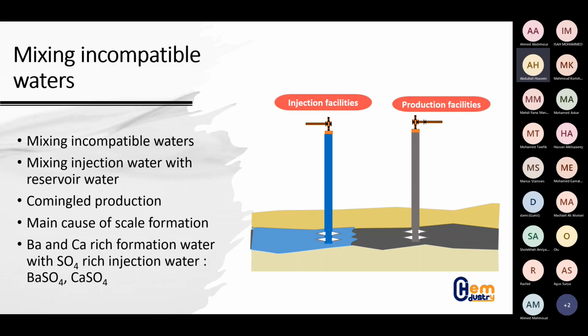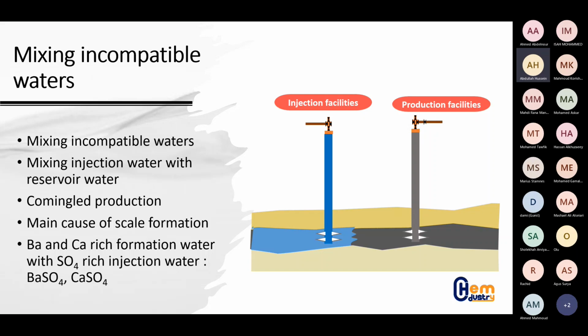The most common scale that can form, especially when you mix injection water with produced water, is the sulfate, such as barium sulfate, strontium sulfate, and calcium sulfate. These are very hard to remove, and they also can include radioactive material with them, forming what is called the NORM.